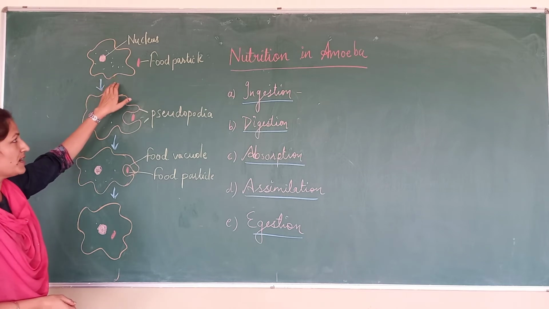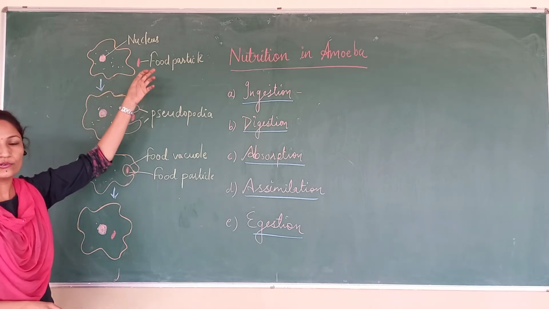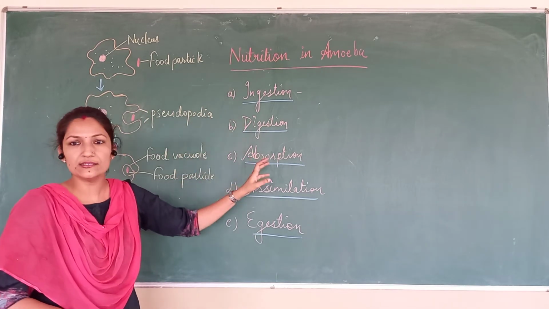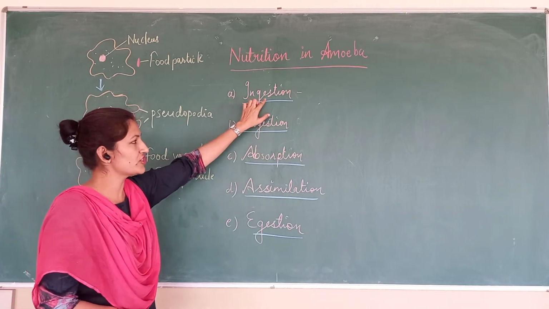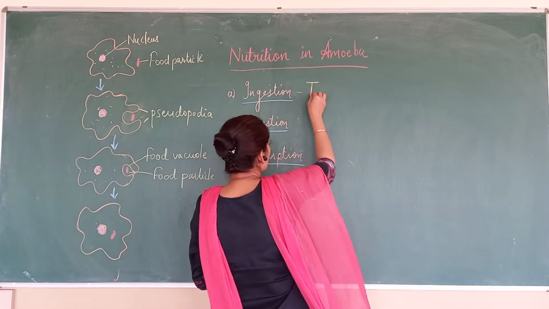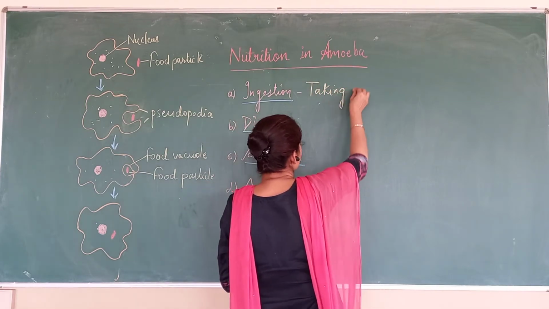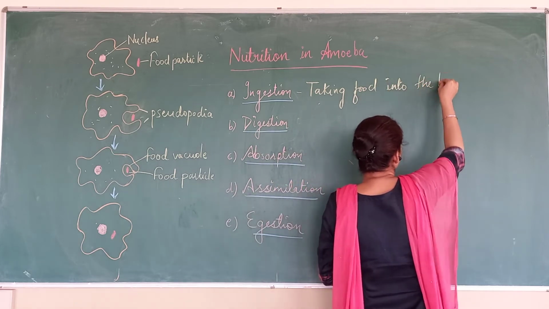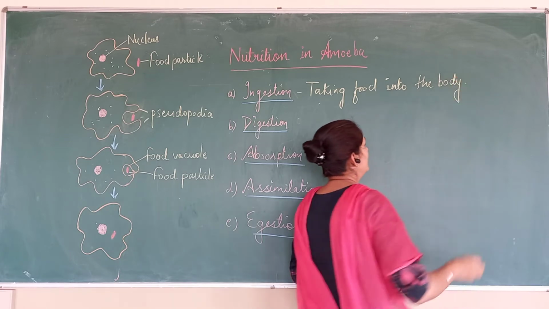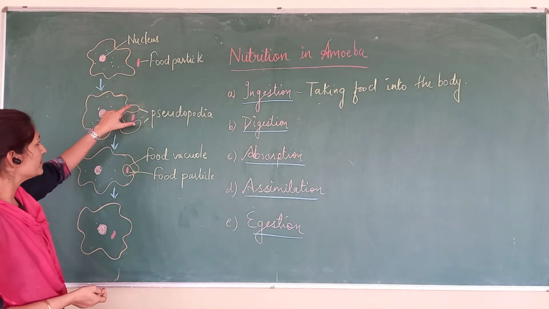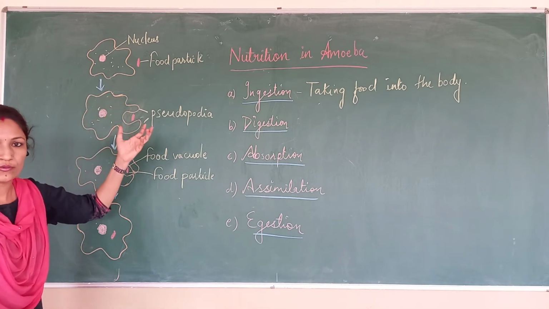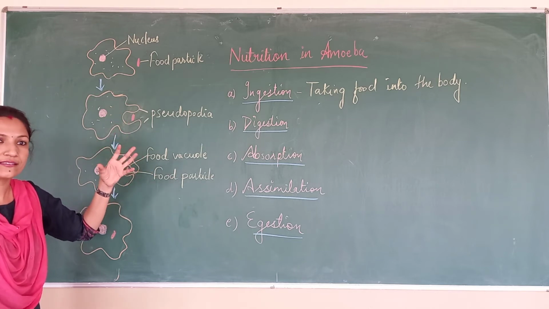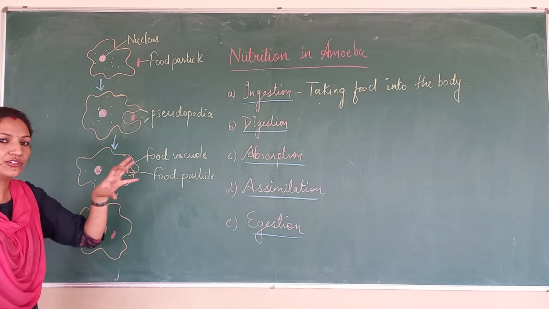First of all, amoeba is going to sense the food particle to trap it, to take it. So the very first step of nutrition under the holozoic one is ingestion, that is taking food into the body. We are going to write body because they don't have a mouth. So what do they have? They have temporary structures which act as a mouth, or we can say act as a hand, which is going to trap the food.